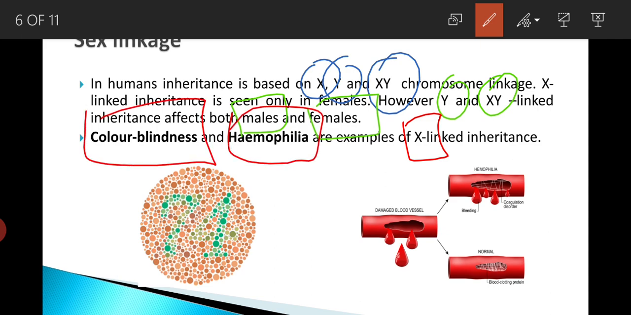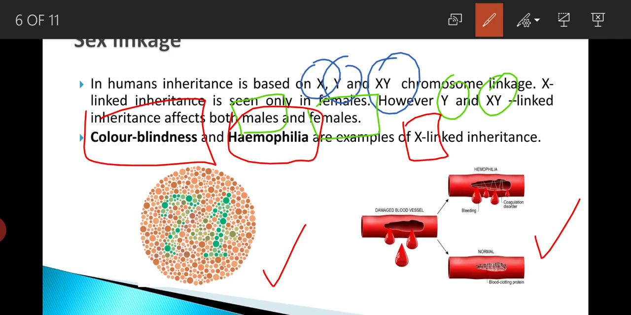Color blindness, or daltonism, is a condition in which the person is not able to differentiate between the red and green color. And hemophilia is a condition in which, when we have bleeding, our body is not able to coagulate, or there are coagulation disorders in the blood clotting of damaged blood vessels.